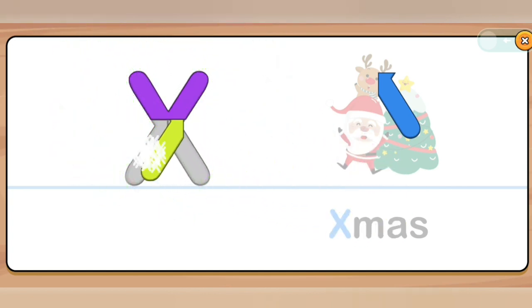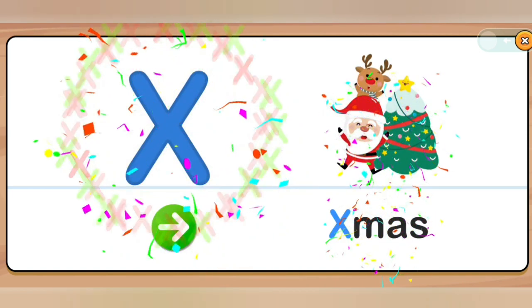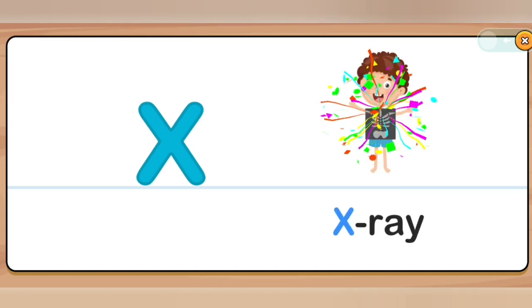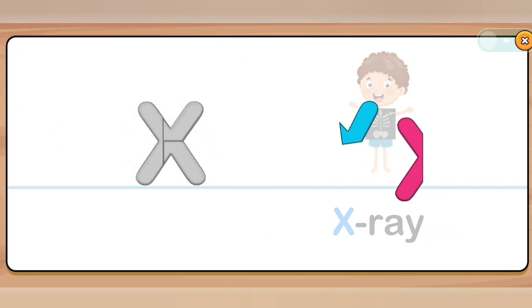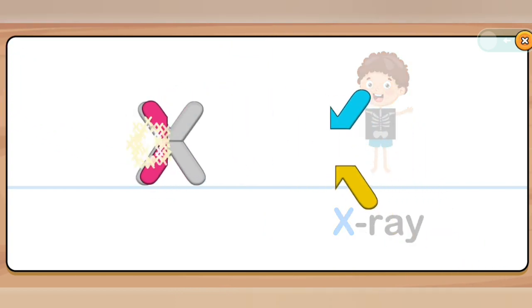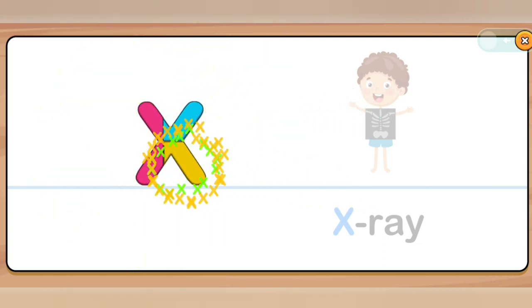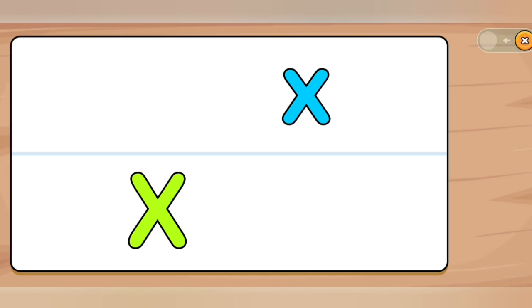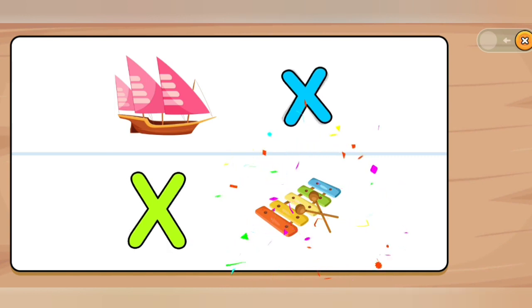Nice. Smart. Good one. X is for X-ray. Good one. Good job. Good job. X is for zebac and for xylophone.